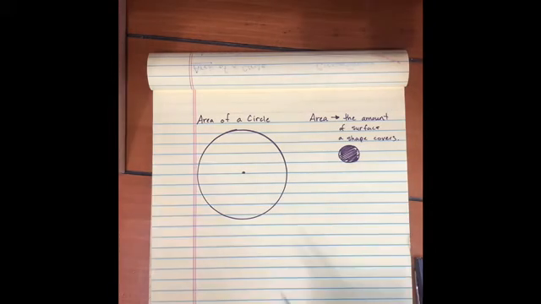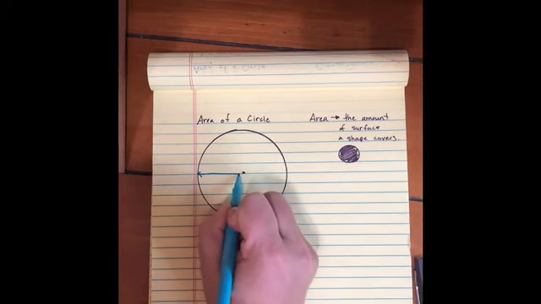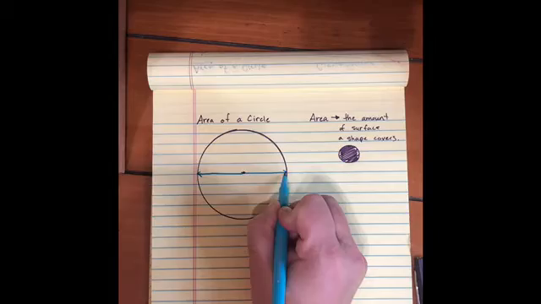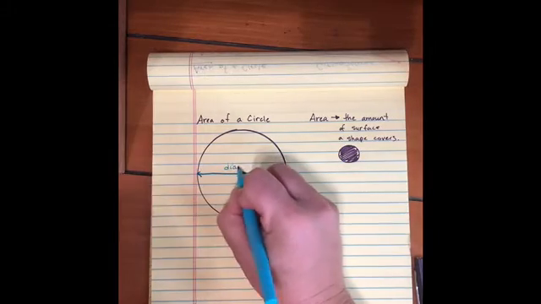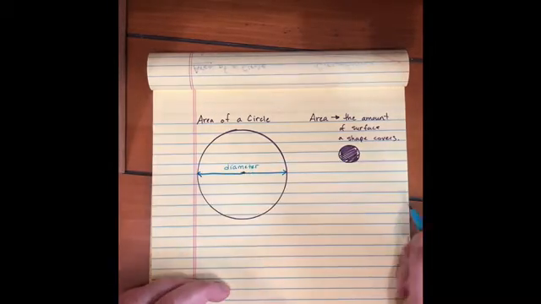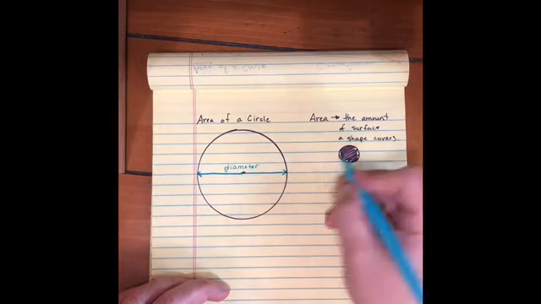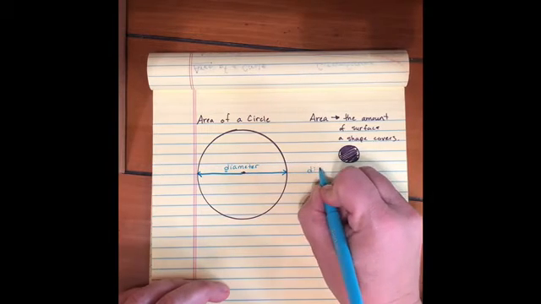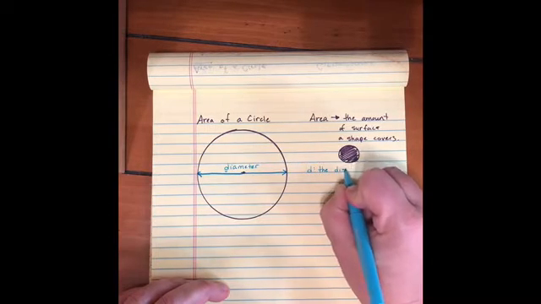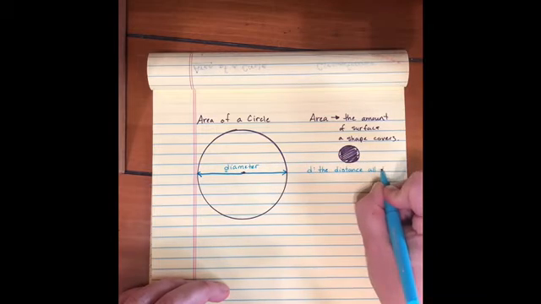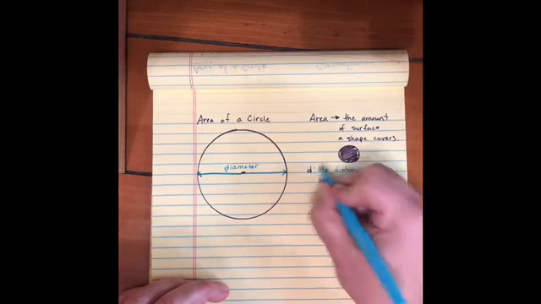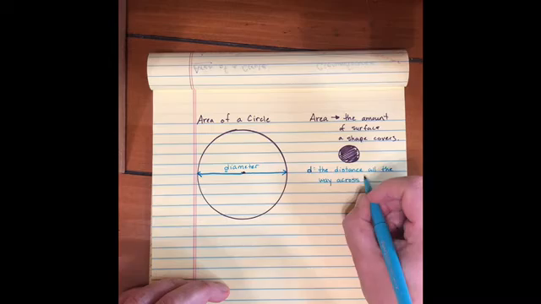Well, when we have a circle, there's a few different measurements that you may see. So one of them goes through the midpoint all the way across, and that is called the diameter. And so we abbreviate that with a lowercase d. That stands for diameter, and it is the distance all the way across the circle through the midpoint. That's important, right? So it's the farthest distance across the circle.